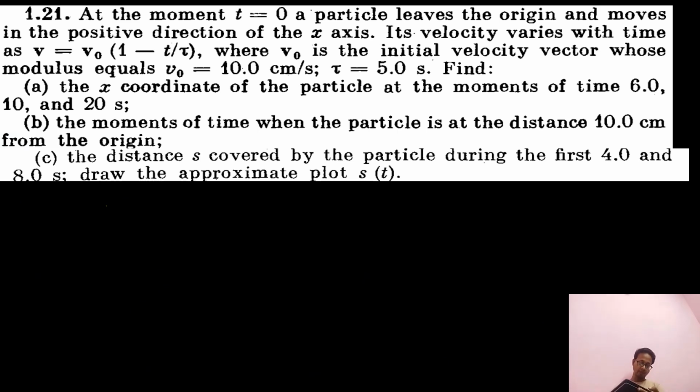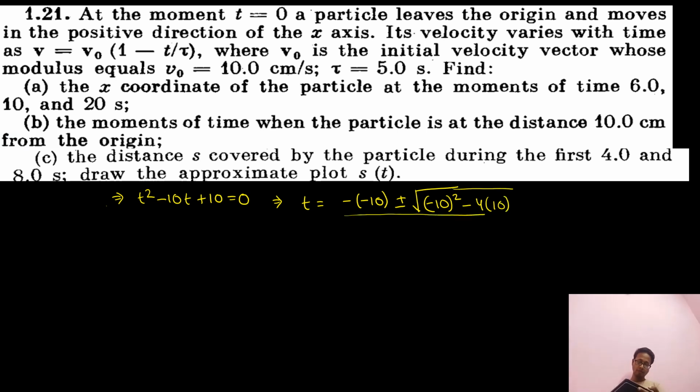So if we solve this equation, we get t square minus 10t plus 10 is equals to 0. So we will use the roots of quadratic equation. t is equals to minus b plus minus square root of b square minus 4ac, divided by 2a. So minus 4 into 10 into c, divided by 2 into 1.